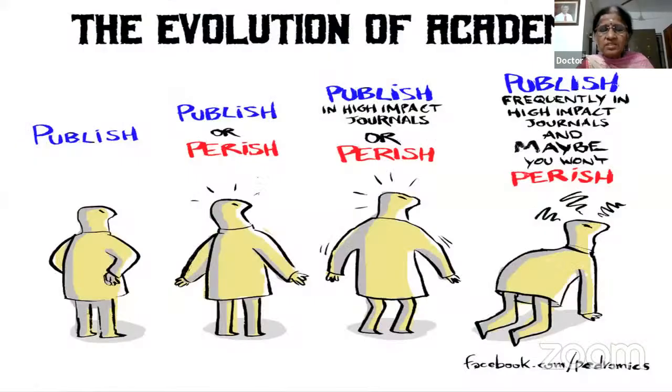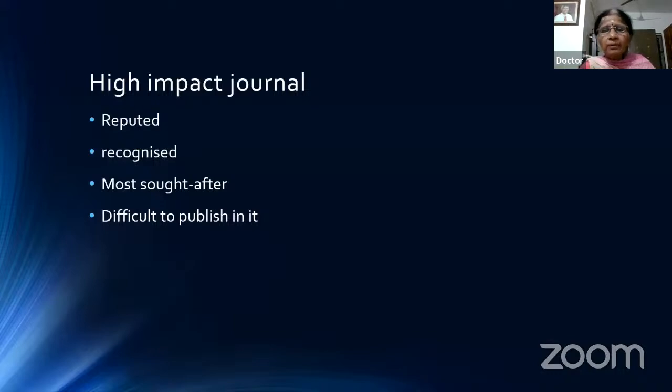So just look at this chart. Initially, we were saying you publish, and then it became publish or perish. But now they say you publish in high impact journals or perish. And now they say you publish frequently in high impact journals and maybe you may not perish. So what is this word that we've seen? High impact journal. That is what we're going to talk about in today's lecture. High impact journal automatically means a journal which is reputed, well recognized, and much sought after.